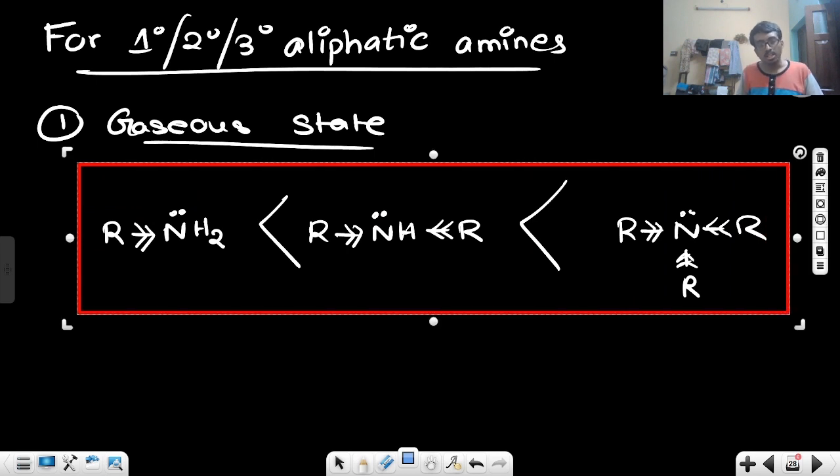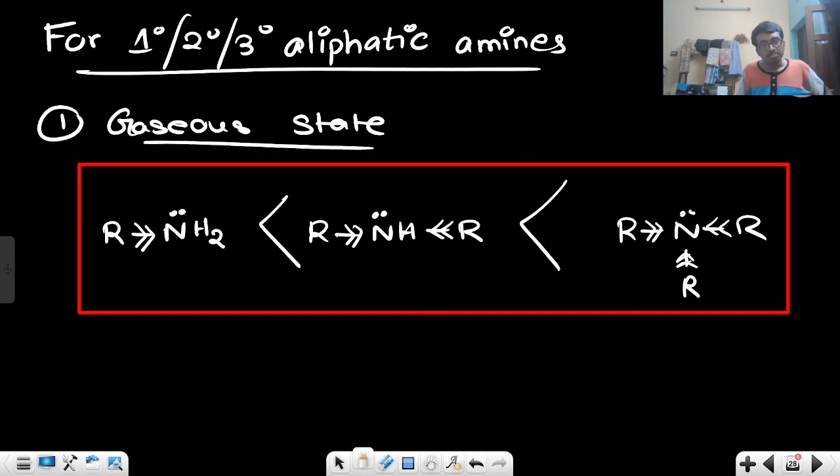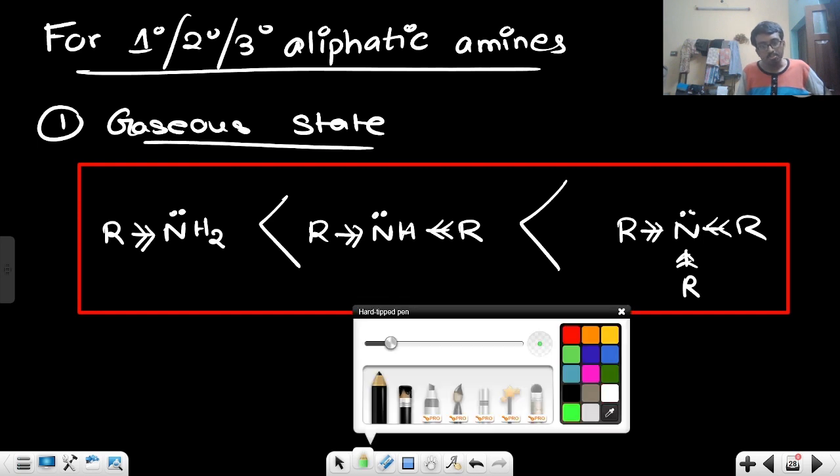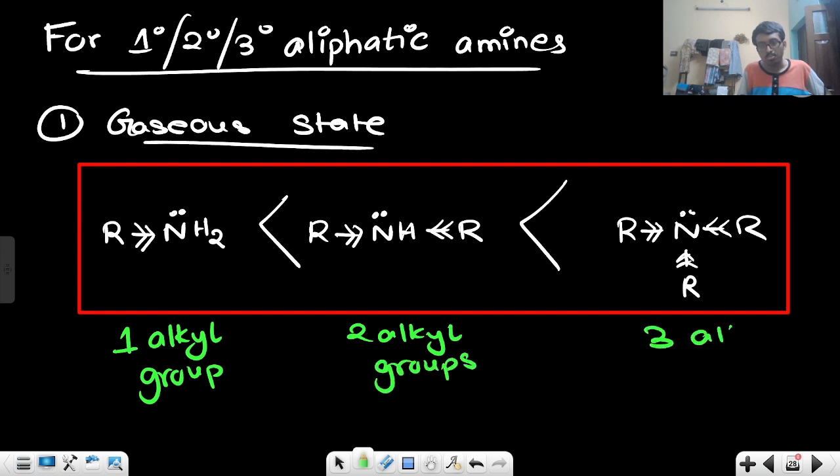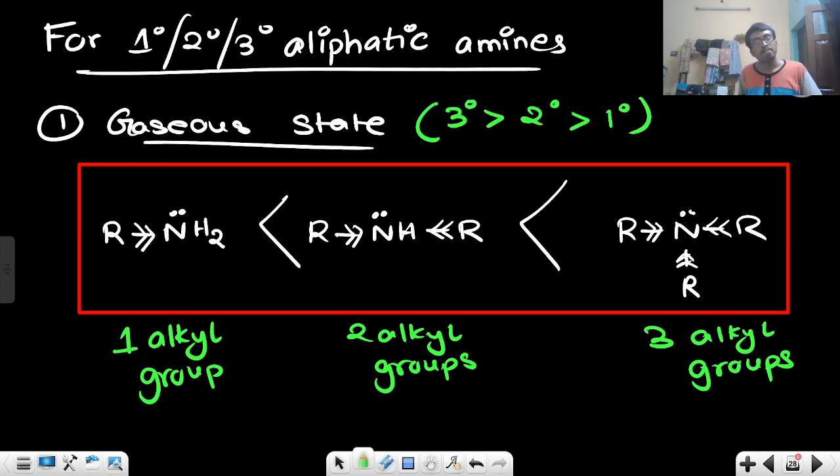Right. Order is clear. Why the order is so? I have told you. Let me write it over here. One alkyl group. One alkyl group. Two alkyl groups. Three alkyl groups. Right? Clear? So in gaseous state, the order is 3 degree greater than 2 degree greater than 1 degree. Clear? Please do not forget it. You will have to remember this.